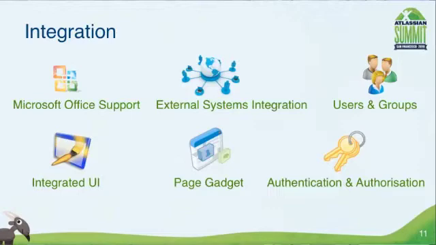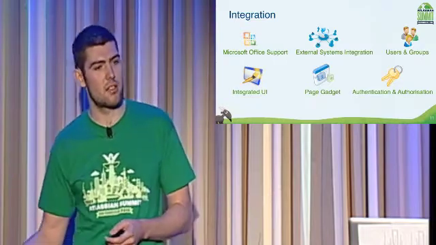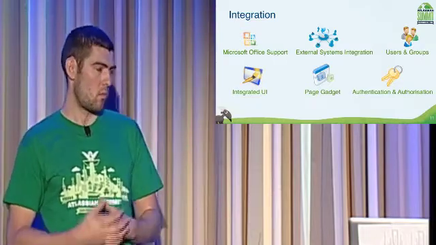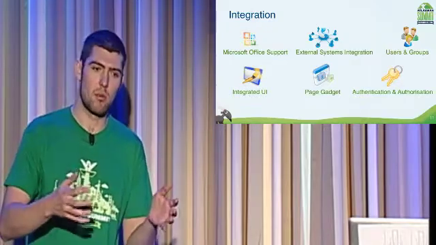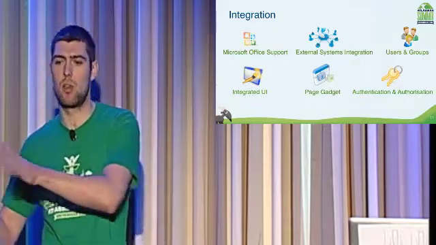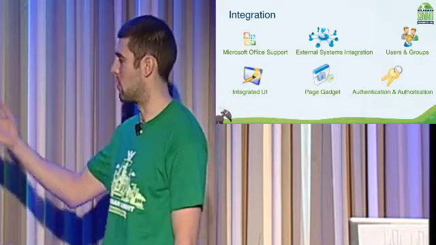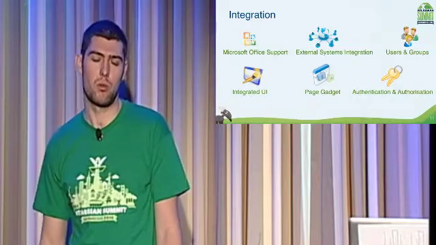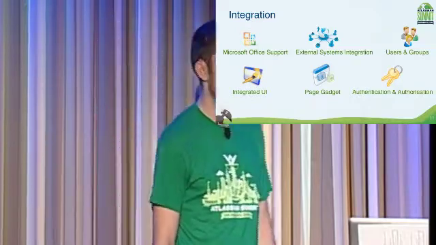We also integrate with a number of other systems. I've got a few things on the slide here. Microsoft Office support. We support integration to a number of external systems, such as all the other Atlassian products. OpenSocial support, so if you design something that goes into a page, you can federate that out, expose that to something else. LDAP support, which ties into users and groups, authentication and authorization. So all that stuff comes for free.